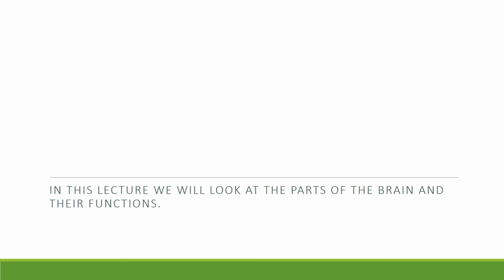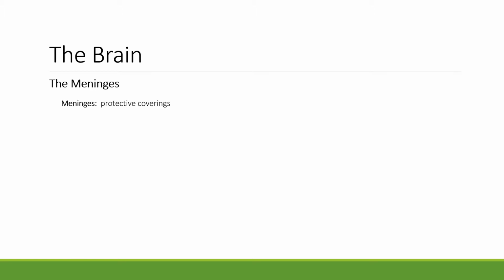In this lecture, we'll look at the parts of the brain and their functions. The brain has a protective covering surrounding it known as the meninges. Sometimes the meninges can become inflamed, and this is known as meningitis. The causes of meningitis can be either bacterial or viral.